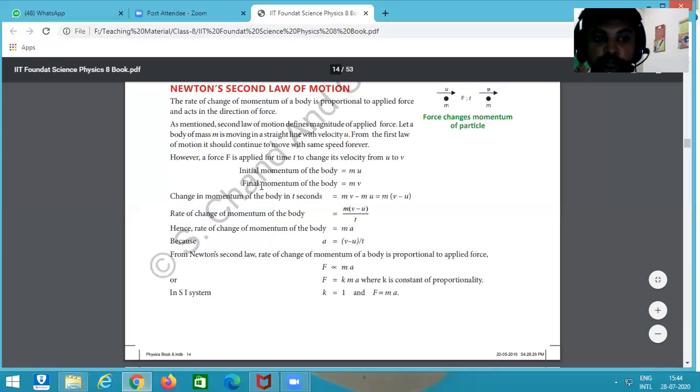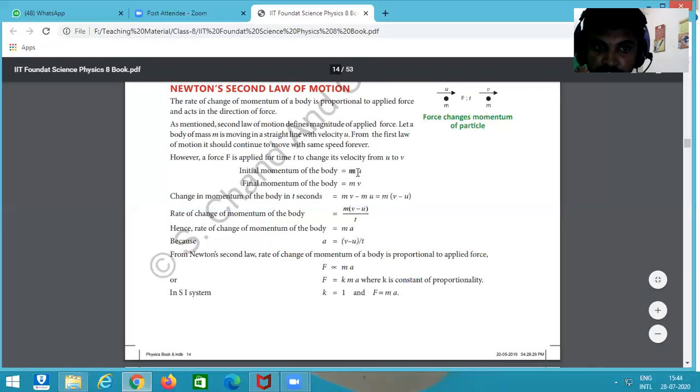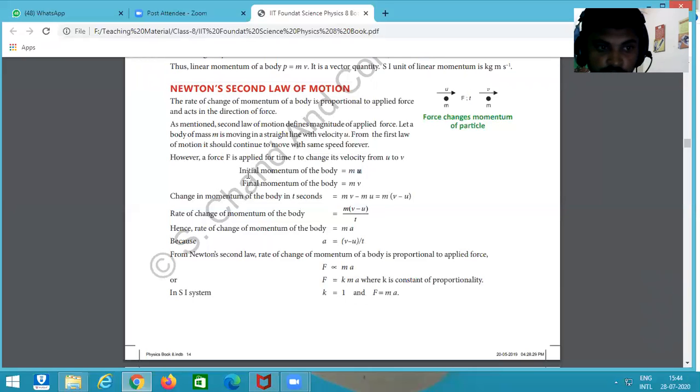So we can conclude about the initial momentum of the object. How can we write it? The momentum of a body is mass into velocity. The initial velocity is u, so the initial momentum is mass into initial velocity, mu, and the final momentum of the body is mass into final velocity, mv. And the change in momentum of the body in t seconds.